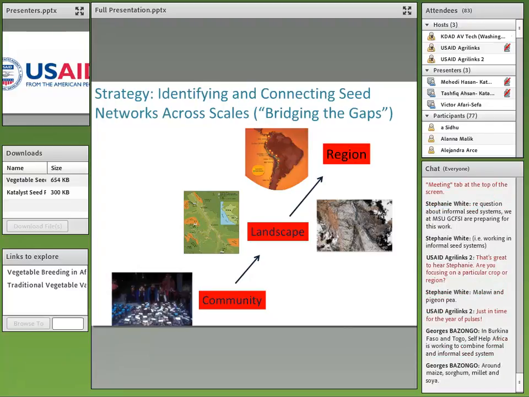If there's a landscape scale event, a market failure or drought or whatever, it could replenish through the region level. So we really need to think about how we can connect the networks, and we have an idea for a project that we call the Bridging the Gaps project. This would be to work with community groups, NGOs and government agencies. A lot of this is work that I do with CG centers. In this case, it's with SIP and with CIAT, CIAT in Colombia, but also in Vietnam.